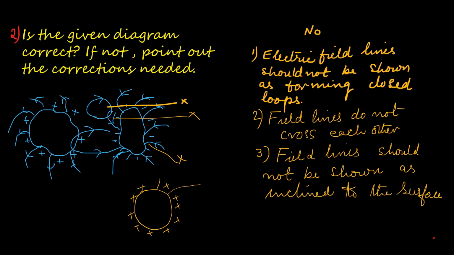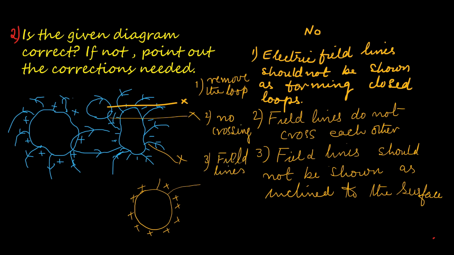So what is the correction? Correction number 1, remove the loop. Correction number 2, no crossing of electric field lines. Third, field lines should be perpendicular to the surface and not inclined. So we have listed the errors and also given the corrections.